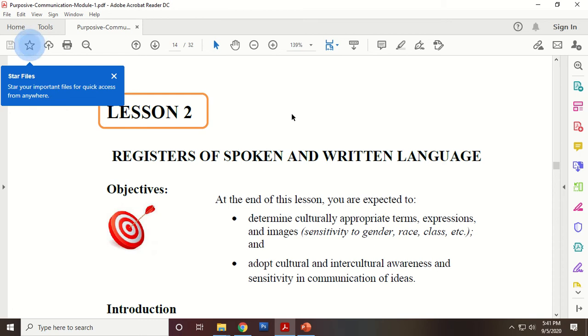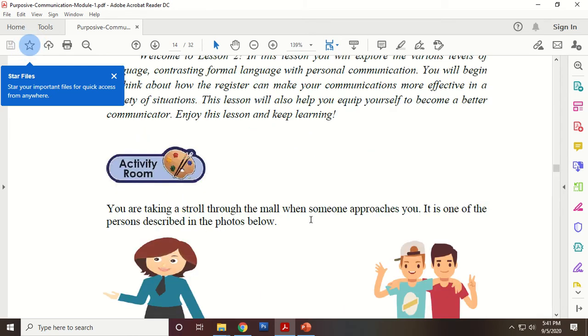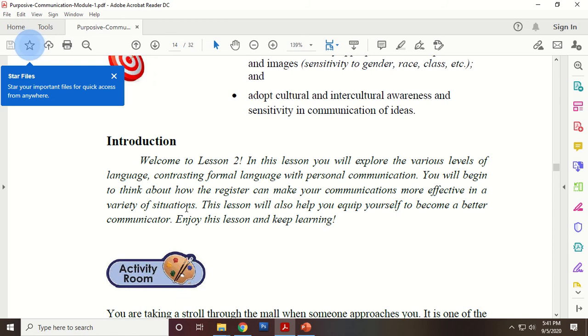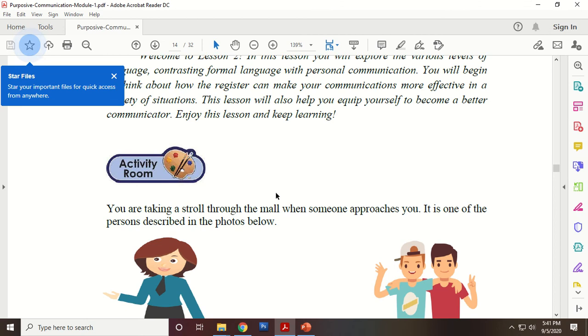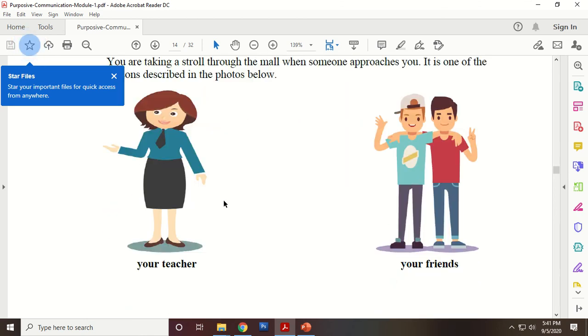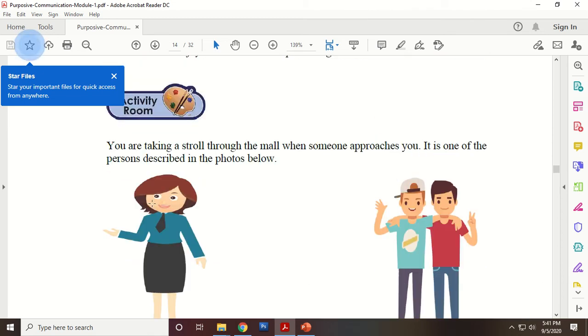In Lesson 2, registers of spoken and written language, class, for the activity room and introduction, you're just going to read. For the activity room, you are taking a stroll through the mall when someone approaches you. It is one of the persons described in the photos below. So your teacher, your friends.